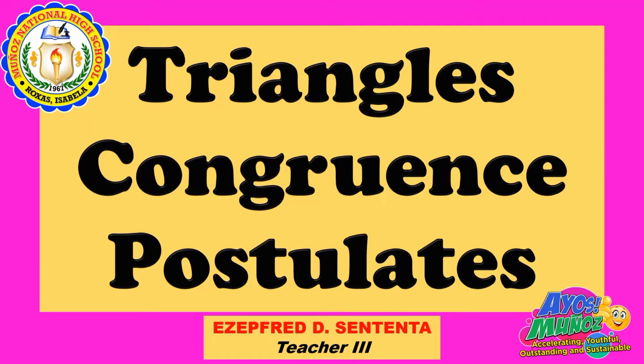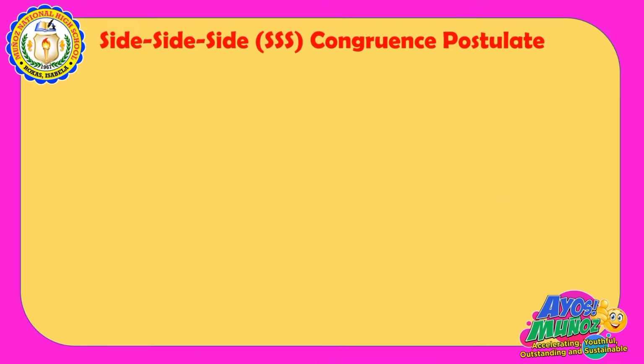Our topic for today is all about triangle congruence postulates. Last time, we discussed congruent triangles. Two triangles are congruent if and only if the three corresponding sides and three corresponding angles of the given triangles are congruent. So this time, we use some postulates to illustrate congruent triangles. We have the first congruence postulate, the side, side, side, or SSS congruence postulate.